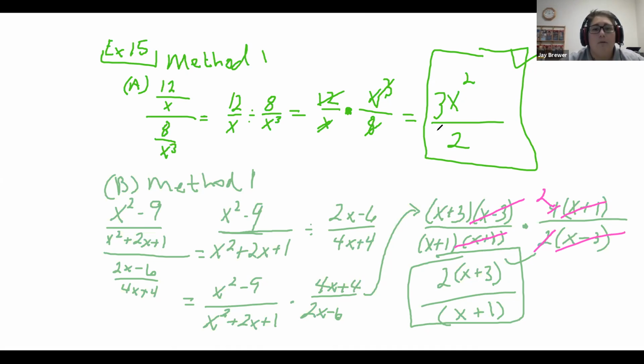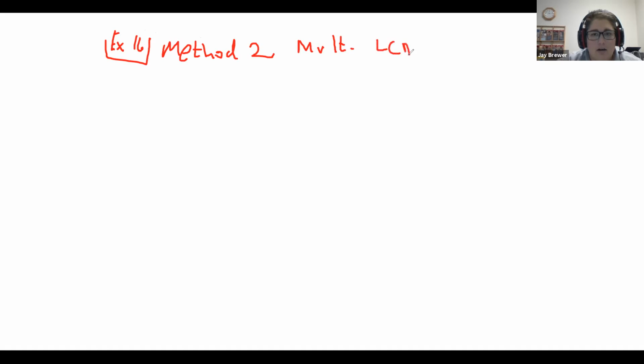All right. So that is our second to last example for the day. We are going to go now into example 16, which is going to be talking about the second method. So we're going to practice method number 2. And this is basically where we're going to multiply by the LCD over the LCD.